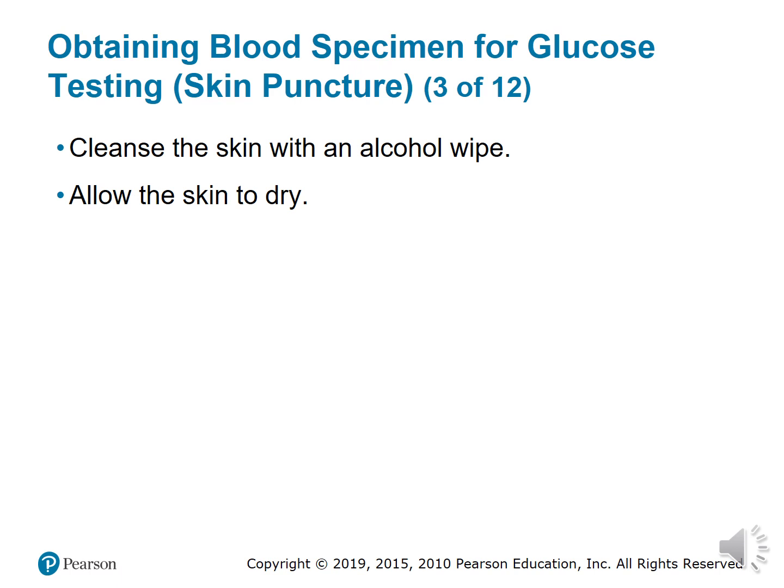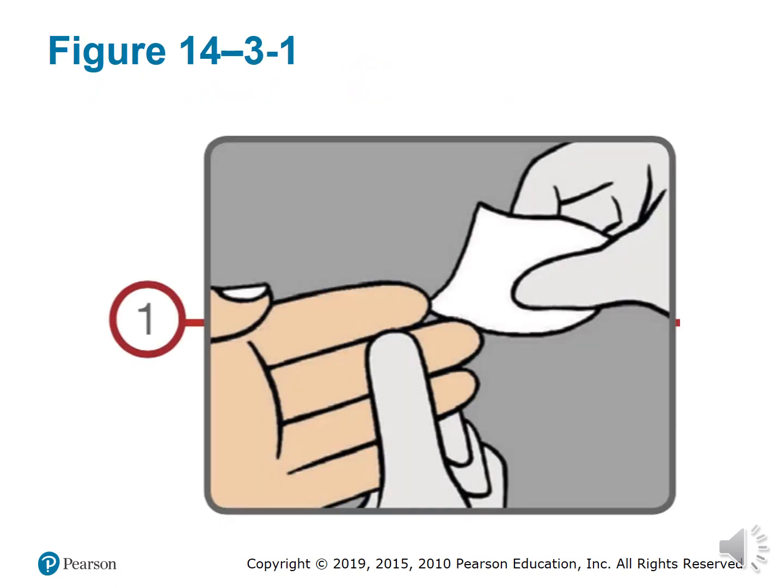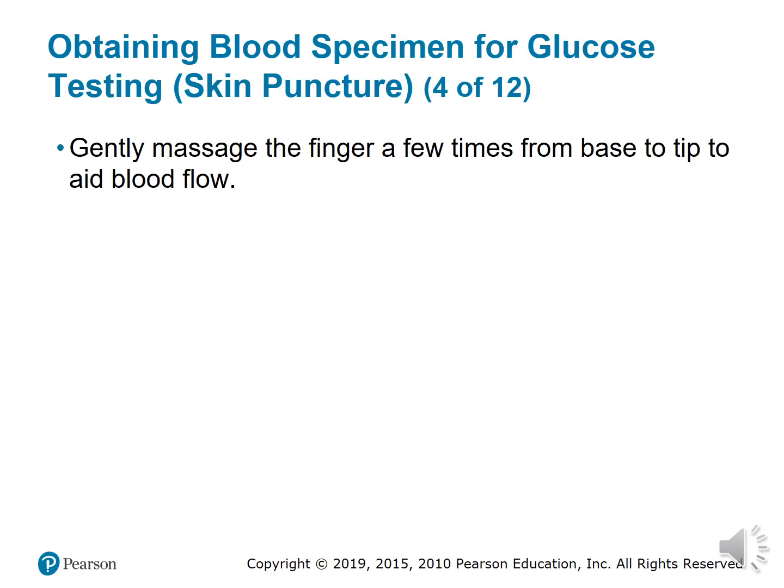So if you got a nice pretty little bead, you did it correctly. If it's starting to spread out and smear, then that means the alcohol wasn't completely dried off the patient's finger. So step one, clean the finger. Gently massage the finger a few minutes from base to tip to aid blood flow.